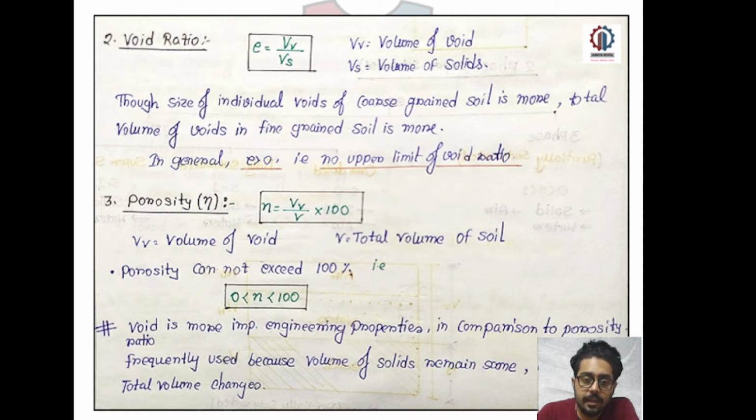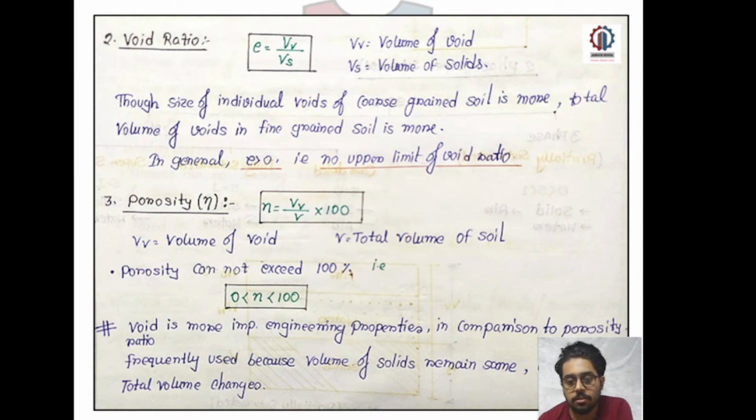Then in general the limit of void ratio is always greater than 0. There is no upper limit for void ratio. As I already mentioned, in case of soil a certain amount of void should be present, so the void ratio cannot be equal to 0. So void ratio should always be greater than 0, it can be any value. Then porosity.